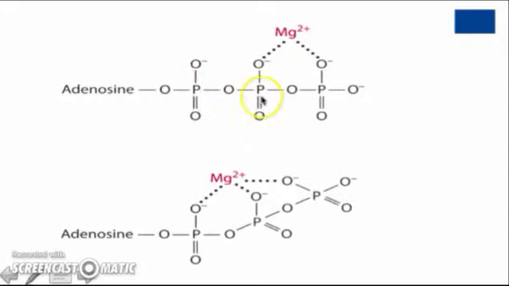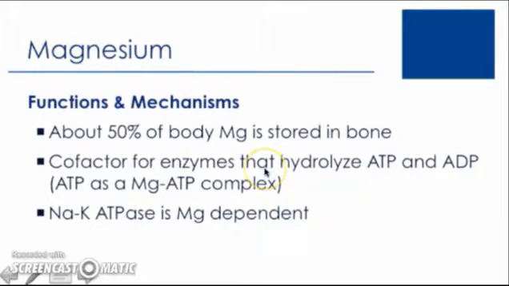We see the phosphate groups, and then we see it complex with magnesium in different ways. So we see magnesium being bound to the 3 phosphates here, or 2 phosphates. So we can see the formation of this magnesium ATP complex.